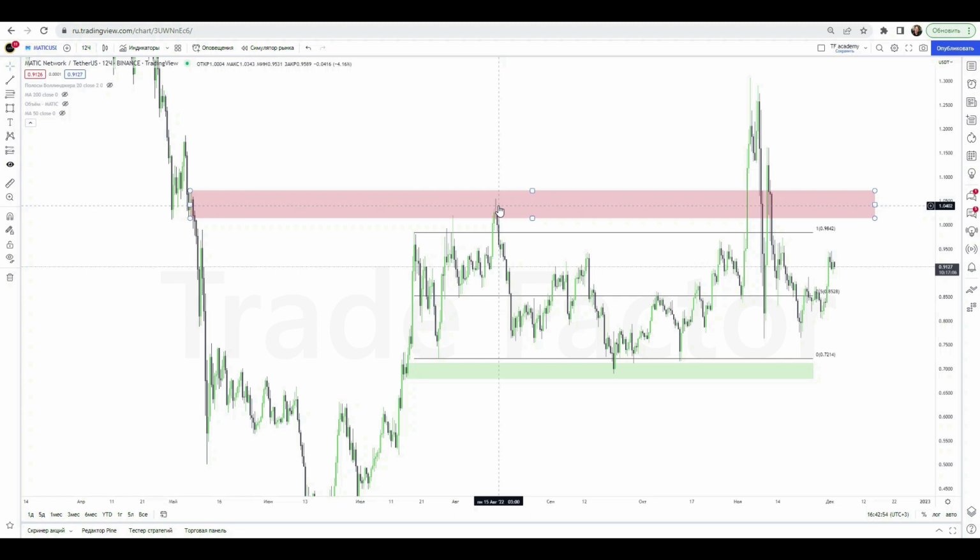But these positions are with more risk than if you enter a position after the price comes back to the range and retest it. That's all about the order blocks.